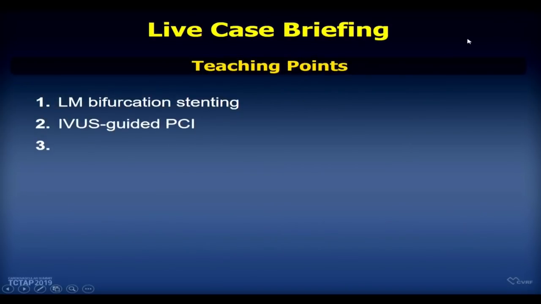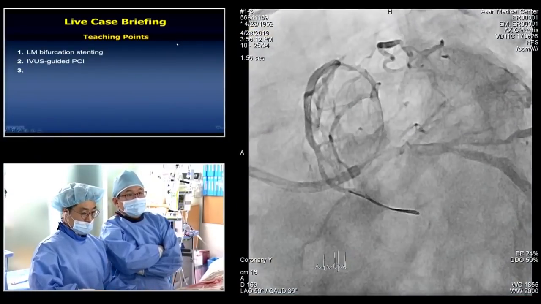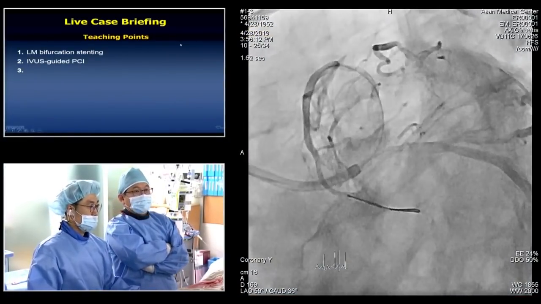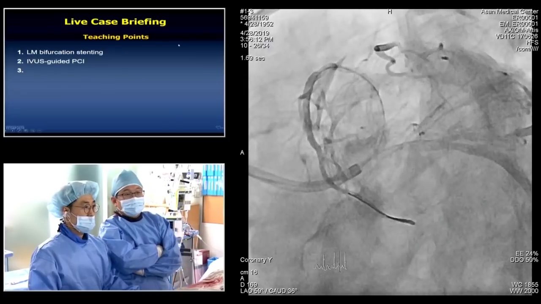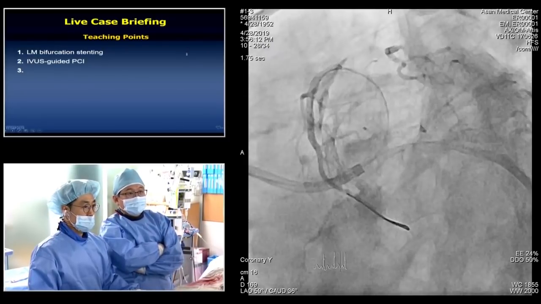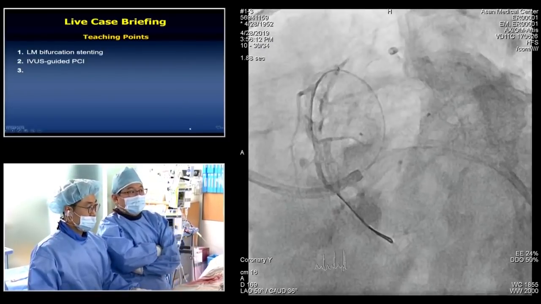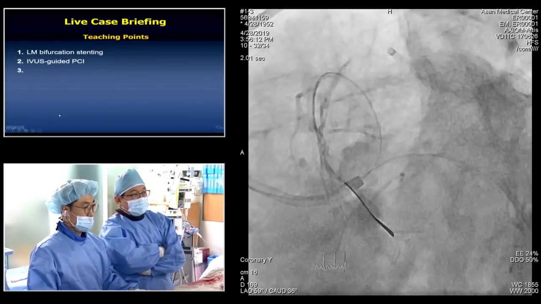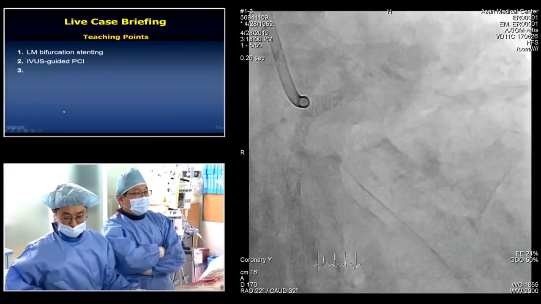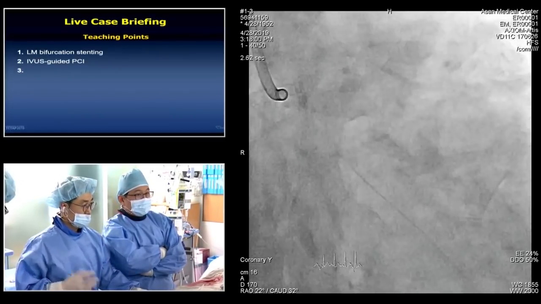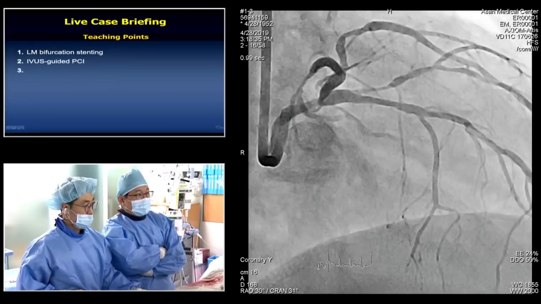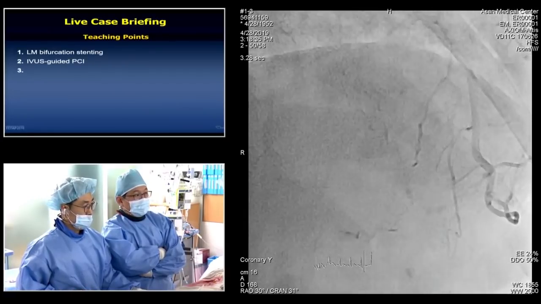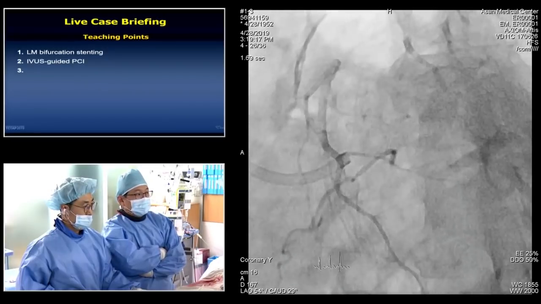Okay, so we're going to deal with the left main bifurcation disease today. Several days ago, we already treated the RCA, also a CTO. Our CTO specialist, Dr. Lee, already opened the RCA CTO. And today we are focused on the left main only. This left main bifurcation, could you show us another view? Involving the left main bifurcation, and diffuse LAD disease and diagonal ostium disease.